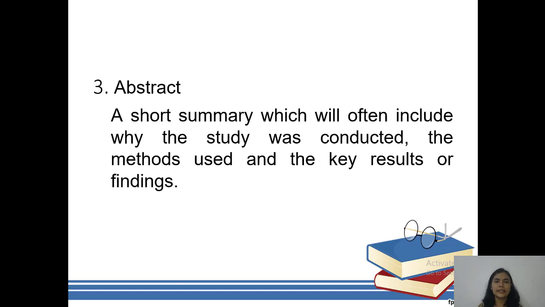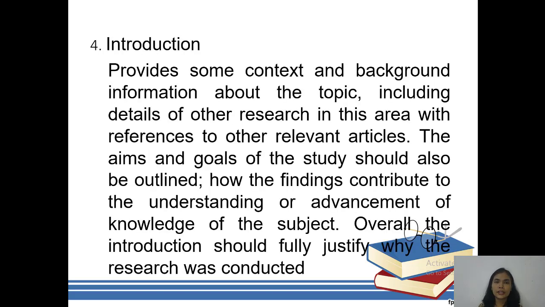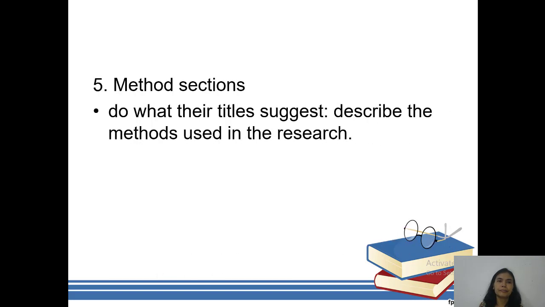And then it also has an abstract. What is actually an abstract? An abstract is a short summary which will often include why the study was conducted, the methods, and the results or the findings. And then of course there should be an introduction, telling the readers the context and the background information about the topic, the details of other research, and the objective of this research.